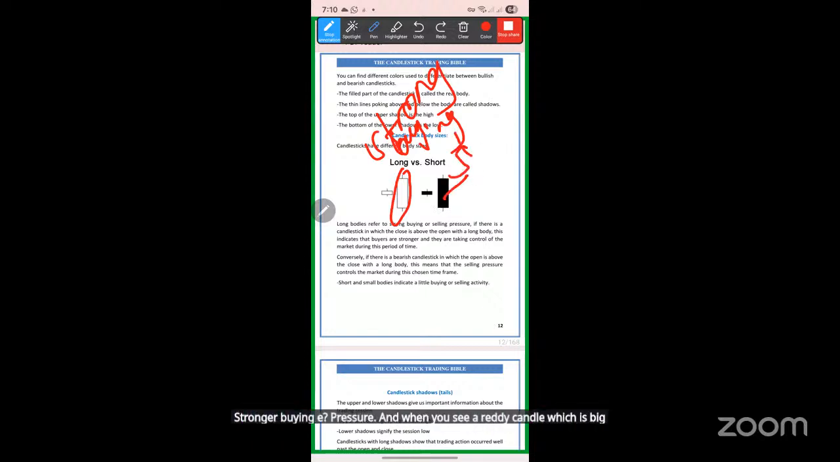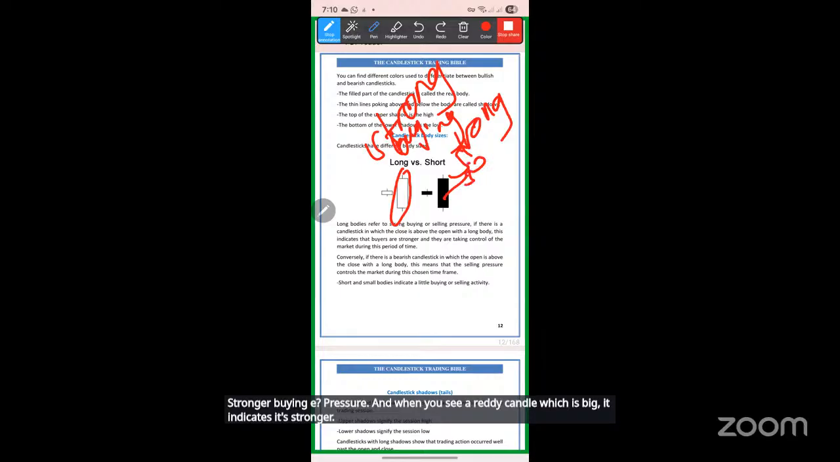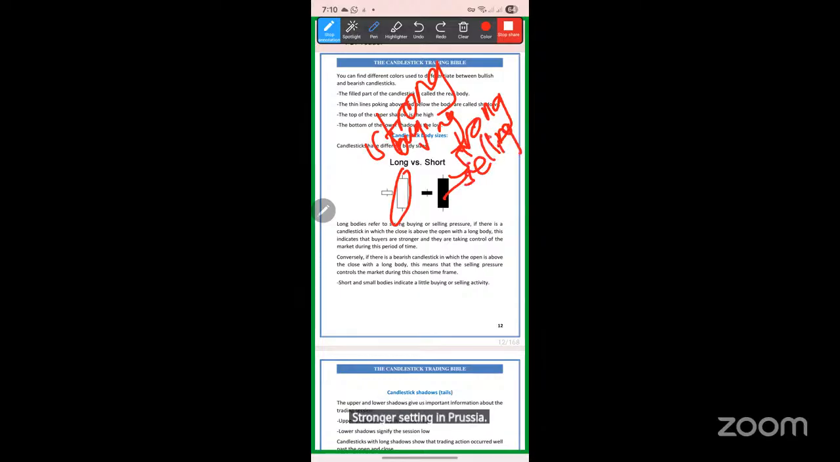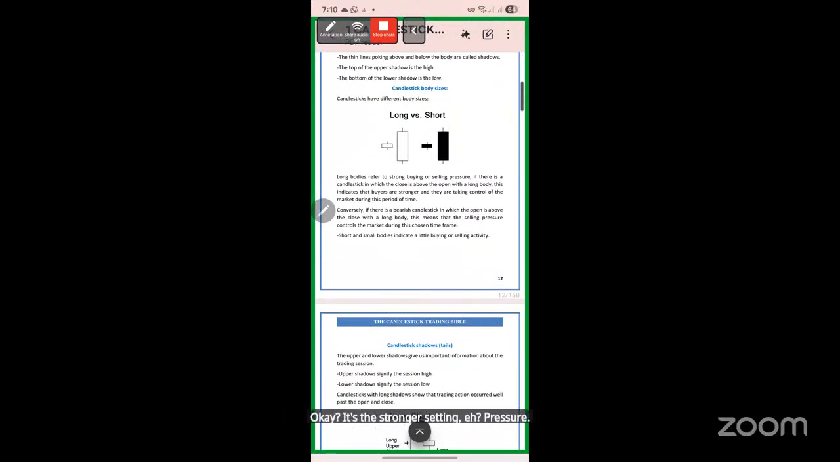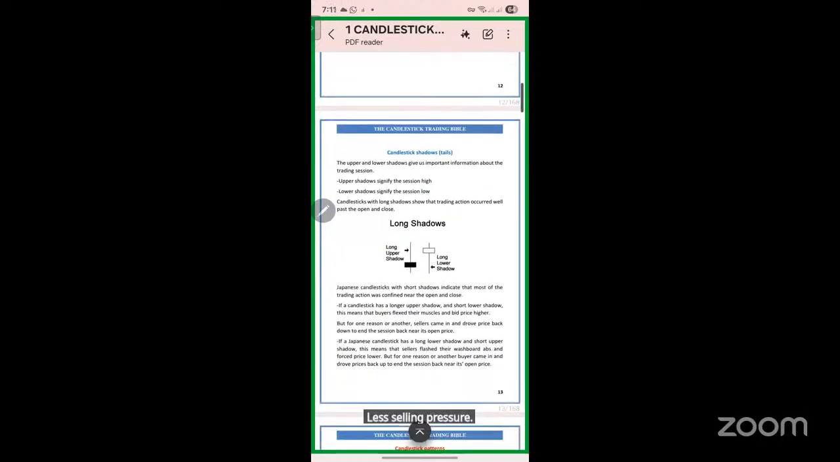When we say big candlestick, a big green candle, it tells you that there is strong buying pressure. And when you see a red candle which is big, it indicates strong selling pressure. Vis-a-vis, when you see the smaller candles, less selling pressure, less buying pressure.